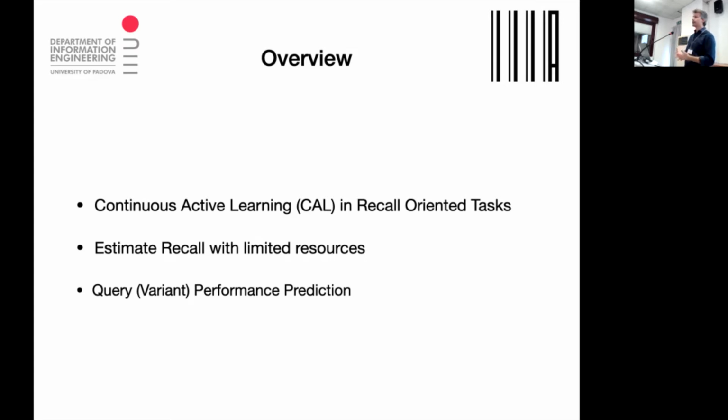Then the second part is about how you estimate recall with limited resources, and this is one of the problems. Also, when we in this research area evaluate things, we sometimes forget the fact that we have limited resources in the real world. And then the last part is about what we are doing currently about query variant performance prediction.